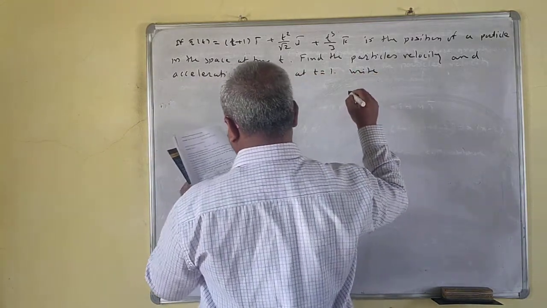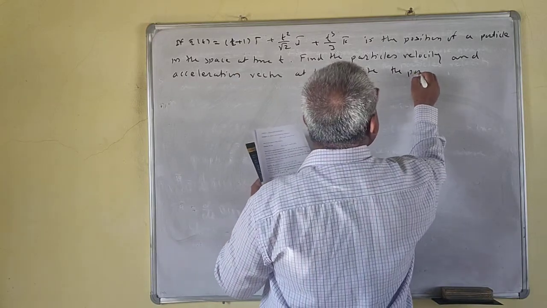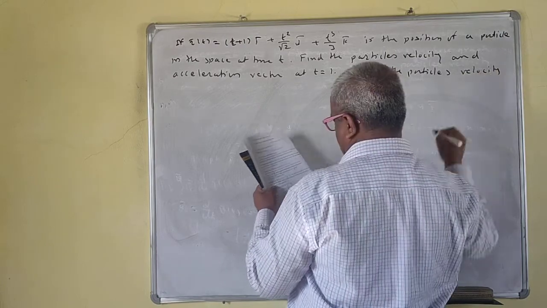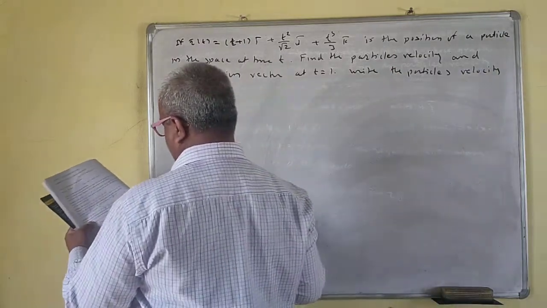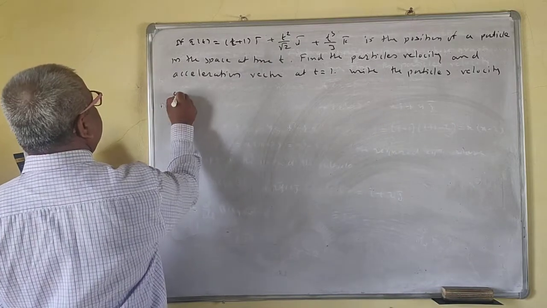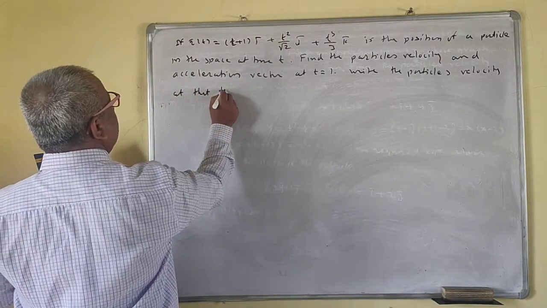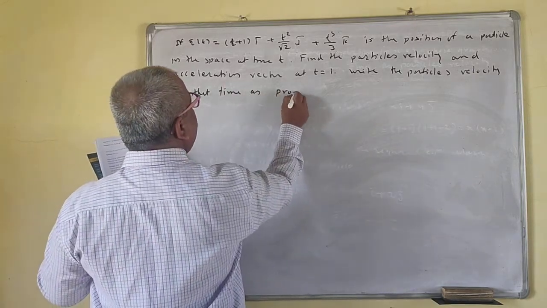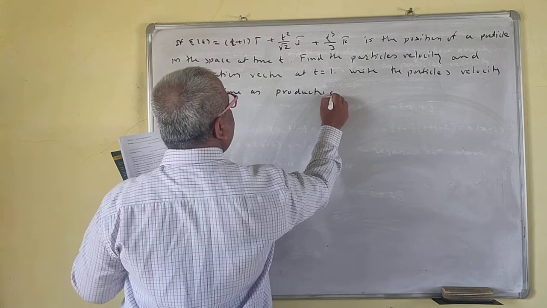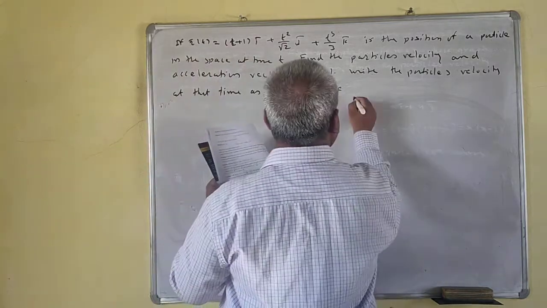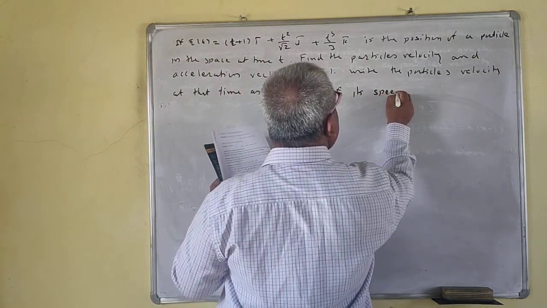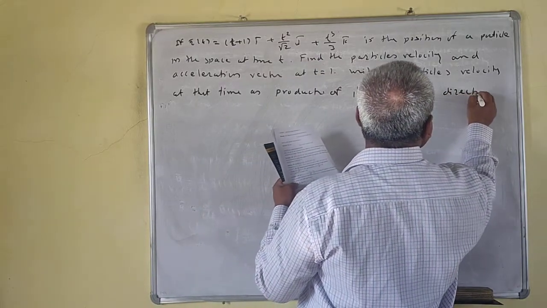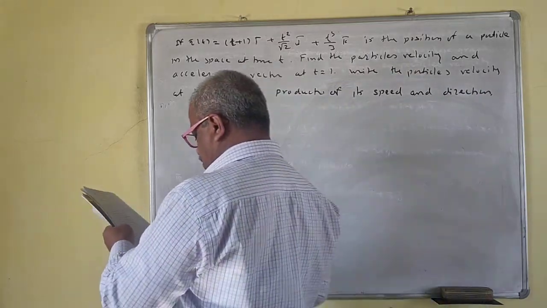Write the particle's velocity at that time as the product of its speed and direction. Okay, so that we will do.